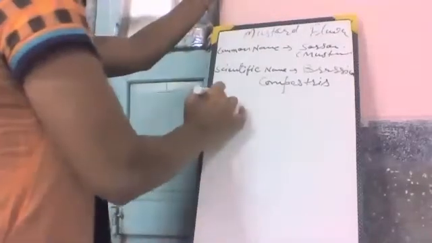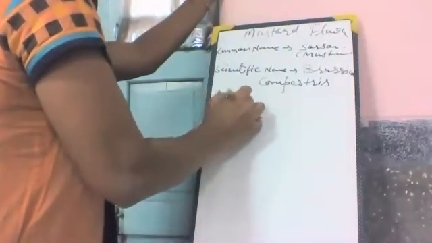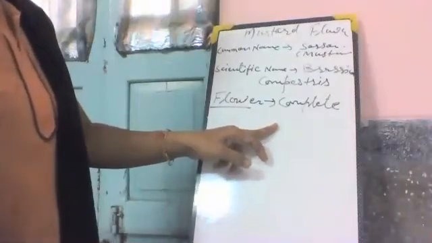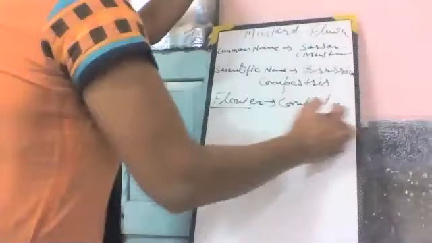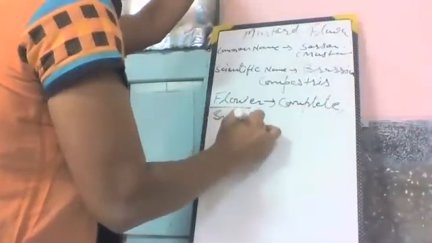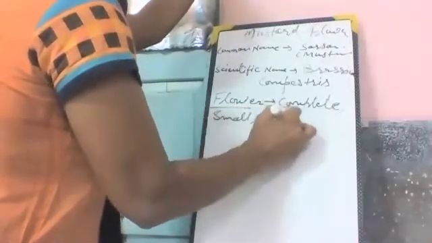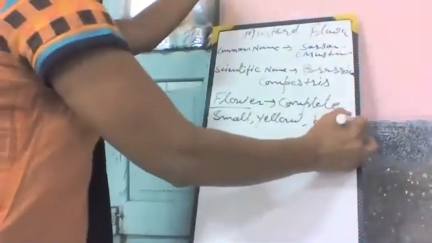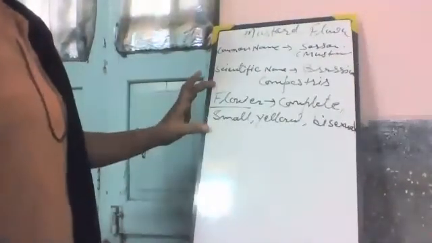The type of flower is complete. It means it has all four whorls. It is small in size, yellow in color, and bisexual. It means it has pistil and stamen both in one flower.